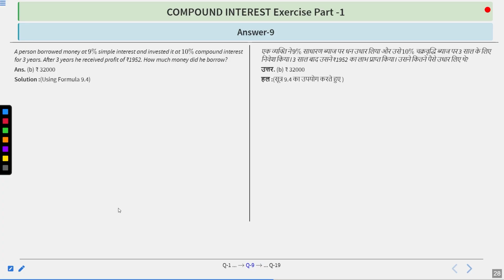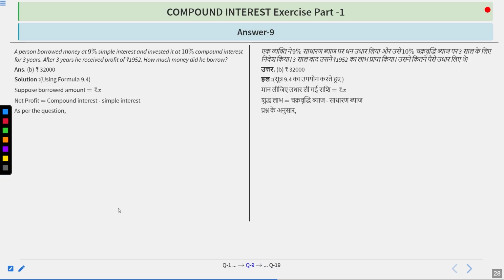So the answer to this question is option B, rupees 32,000, and we are going to use formula 9.4 to solve this question. Suppose the borrowed amount is rupees X. Net profit is going to be compound interest minus simple interest. So as per the question, X into 1 plus 10 upon 100 whole cube minus 1, minus simple interest, that is X into 9 into 3 upon 100, is going to be equal to 1952, which is the profit.